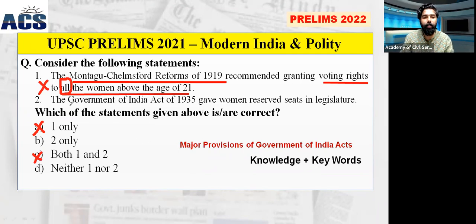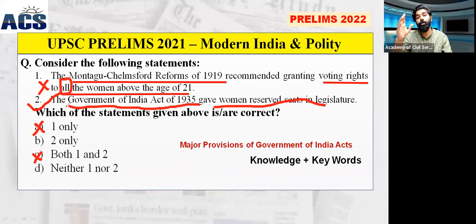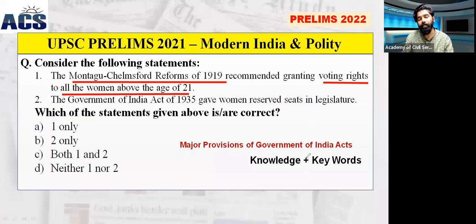The next statement: the Government of India Act of 1935 gave women reserved seats in the legislature. This was also a right fact. When you study the 1935 Act, another major provision of the Act was seats reserved for women in the legislature, also given in the Government of India Act 1935's major provisions. This is why the second statement is right.